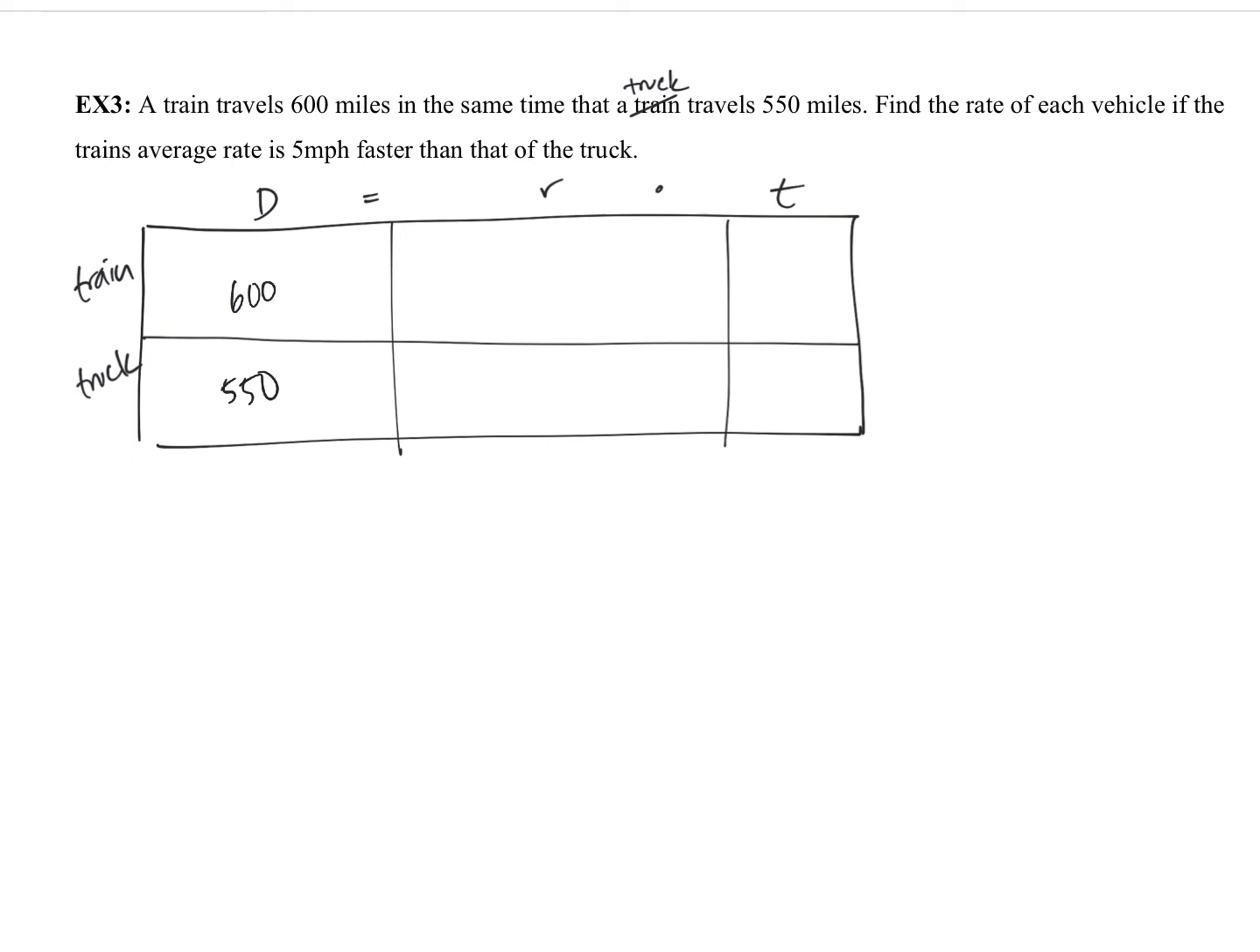So what is our variable? What's the thing we don't know? And that is the rate of each vehicle. So I'm going to go ahead and say let's see, x equal rate of the train, and y equal rate of the truck.